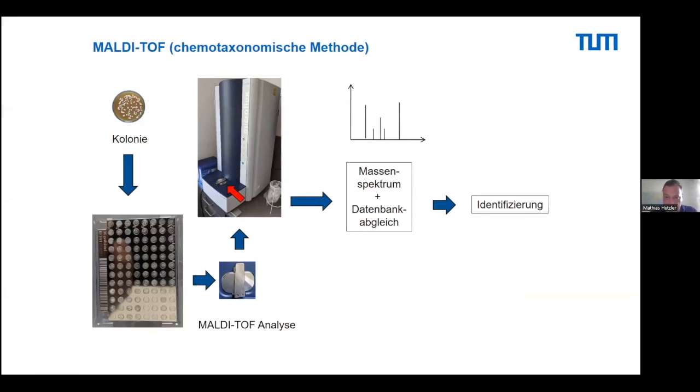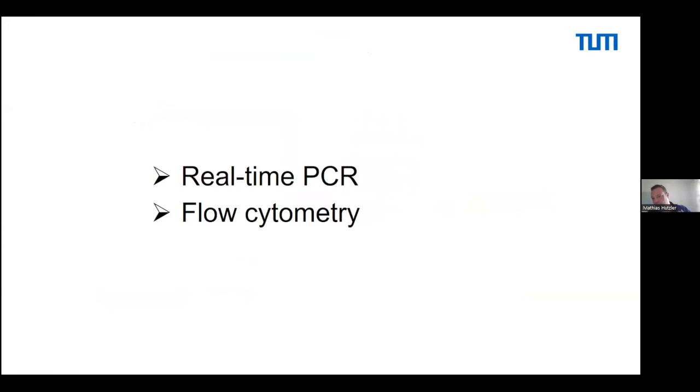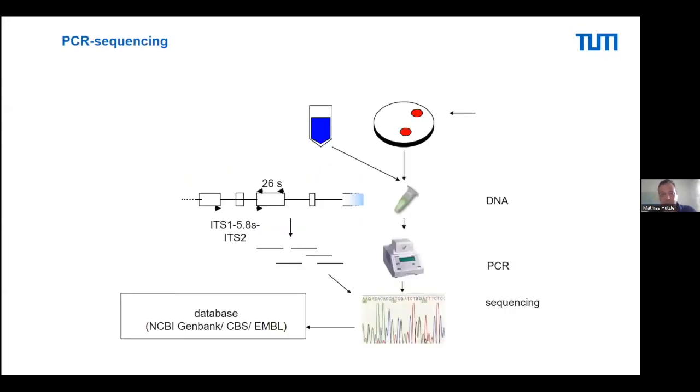MALDI-TOF is the method of choice for quantitative samples that are on agar plates. You can very fast identify the colonies. So we have a very broad database for beverage-related microbes. And the two methods that are applied very often in beverage microbiology are real-time PCR and flow cytometry. But you always have to keep in mind, if you take a certain volume, you have your detection limits, often like 50 to 100 cells per milliliter. And it's often a factor of concentration of the sample.